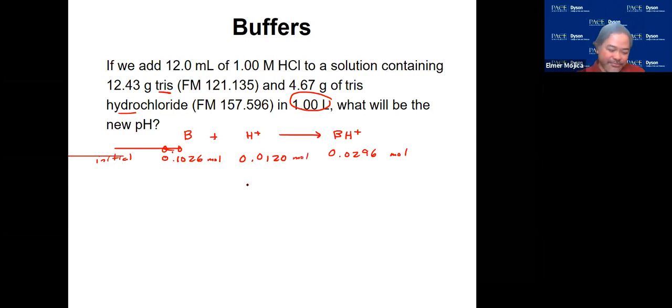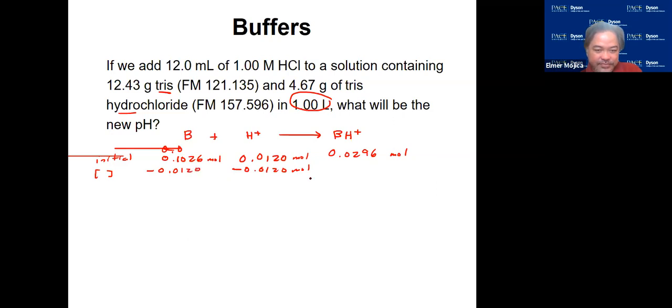So what will happen? So what are the changes that will happen here? You're going to use up all of this. So that means you're going to subtract it with this, right? How about here? What happened here in BH plus? So if you use this up, this will be the amount that will be formed. Make sense?